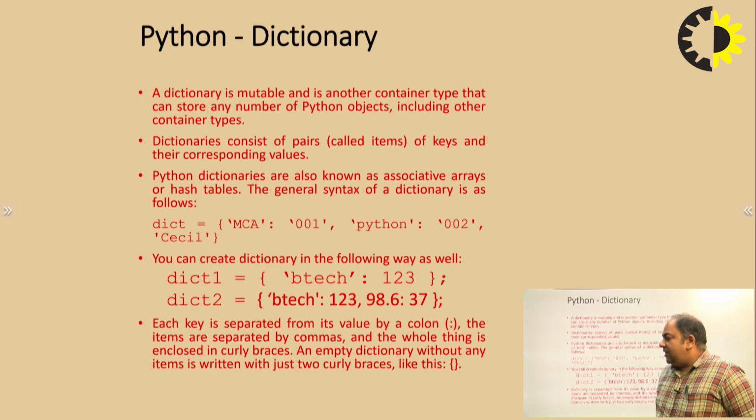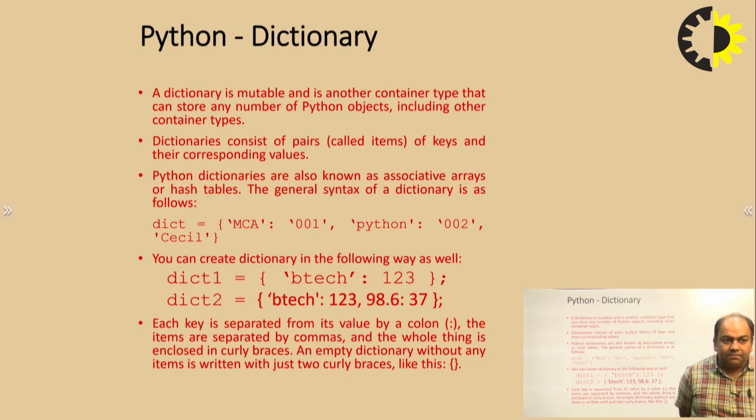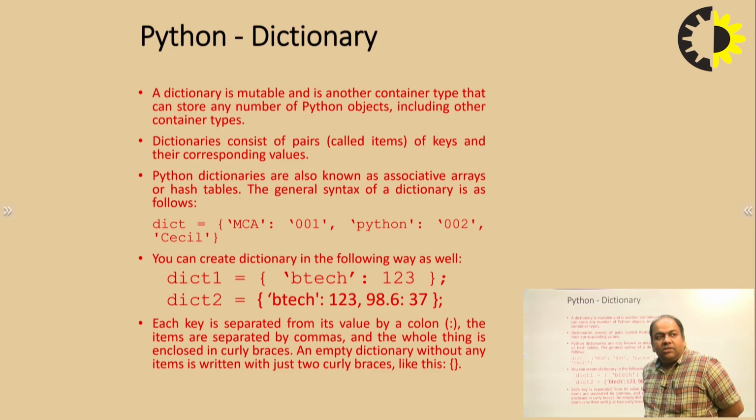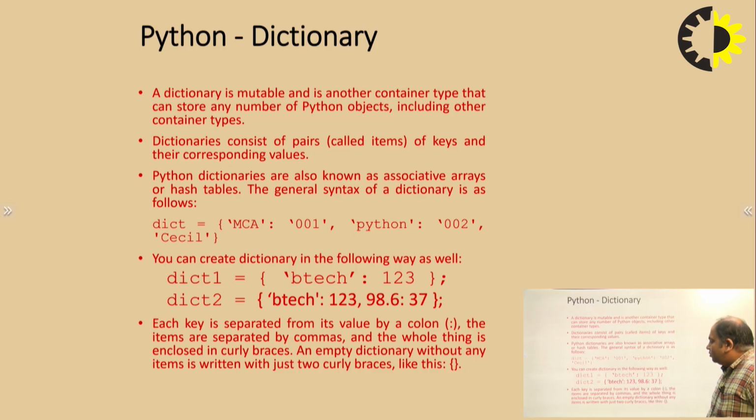Each key is separated from its value by a colon, the items are separated by commas, and all these keys and values are enclosed in curly braces. We can also define an empty dictionary with empty curly braces. So a dictionary consists of pairs of keys and values which represent our data.